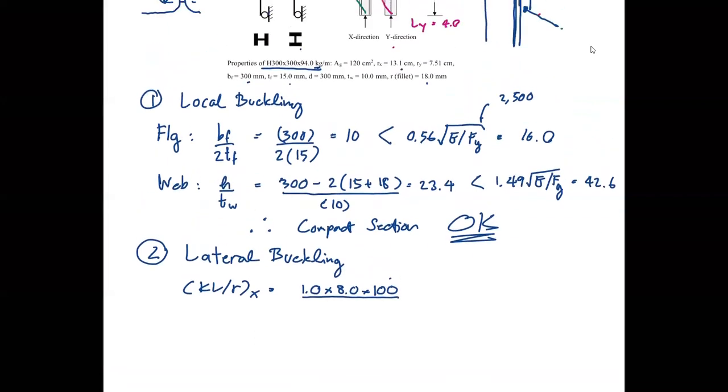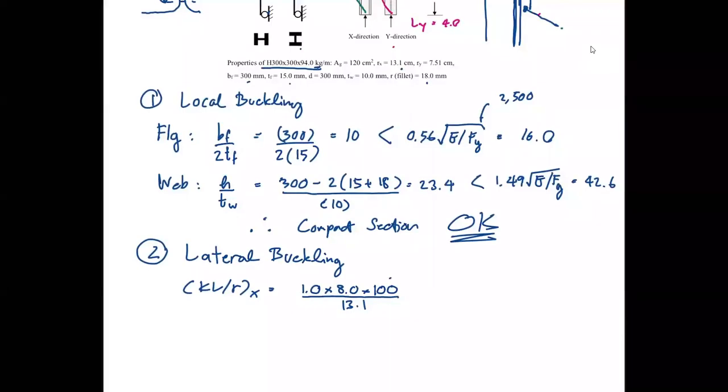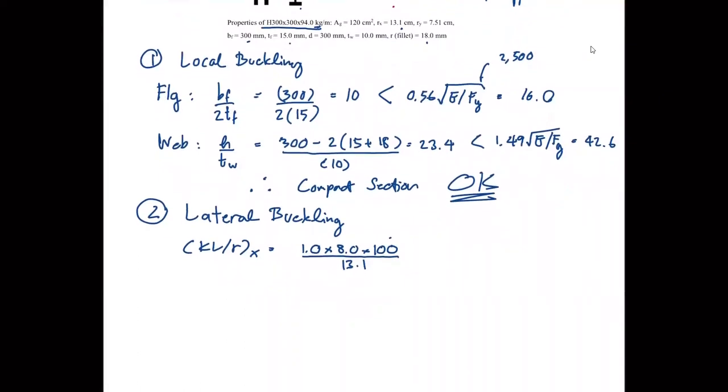rx is given here as 13.1. Again, this information is right there in the table, right? So here rx is 13.1 and ry is 7.51 here. Come back here. So KL over rx turns out to be 61.1.